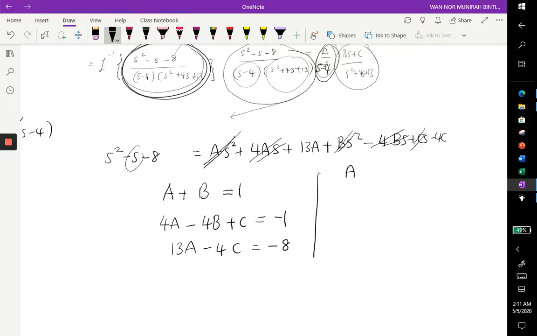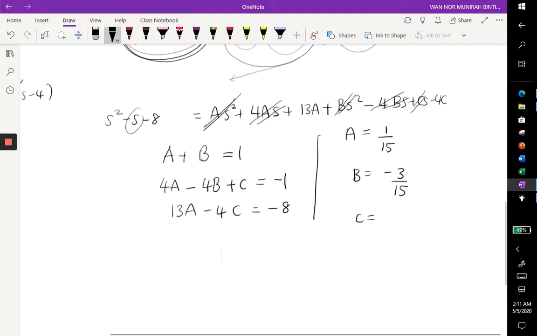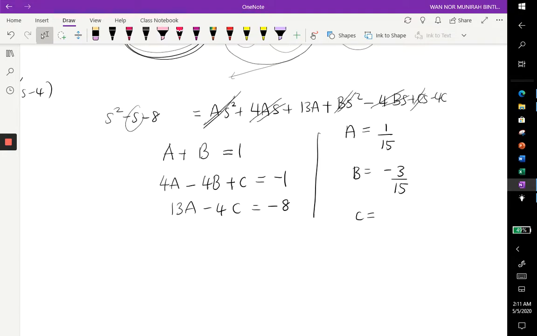Okay, let's say A is 1 over 15, B equals negative 3 over 15, and C is 4 over 15. But this is not the correct value of A, B, and C. You need to calculate it yourself. Don't ask me why you get A, B, and C like this. I said, let's say, so you try to calculate on your own.